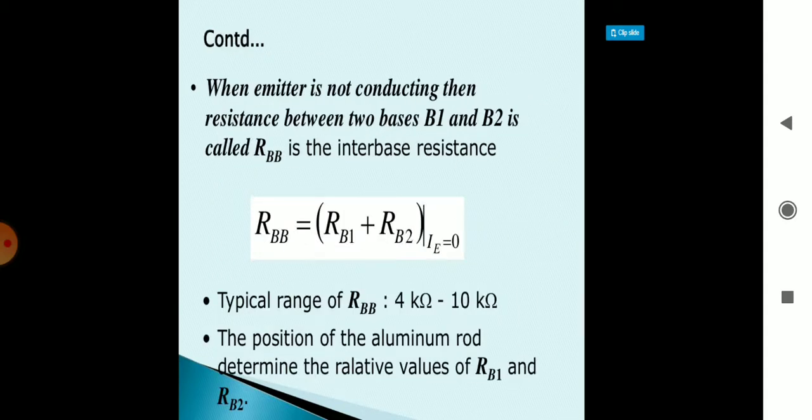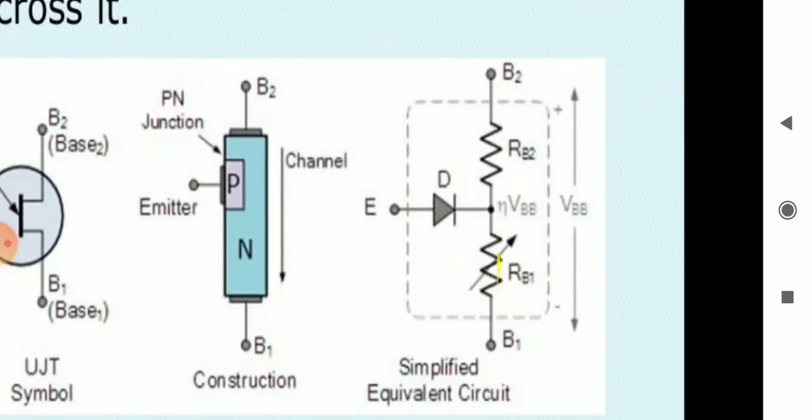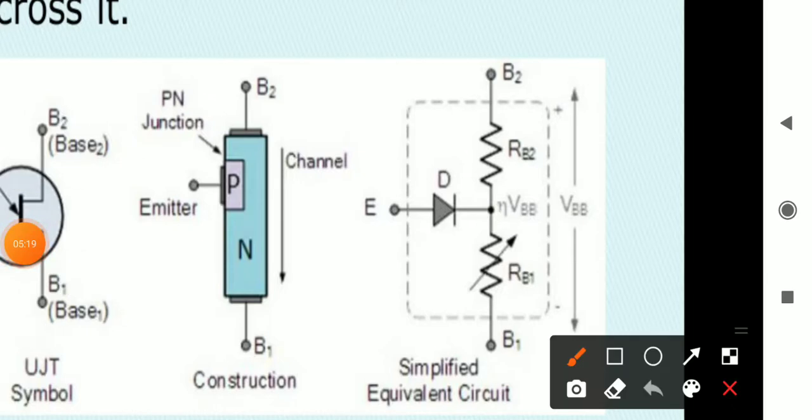Now when the emitter is not connected, when the emitter is not conducting, the resistance between the two bases B1 and B2 is called RBB. Here you can see, when we say the emitter is not conducting, the diode is in reverse bias, so we say it is an open circuit. When this emitter diode is in the off state, the resistance available from B1 to B2, we call it RBB.